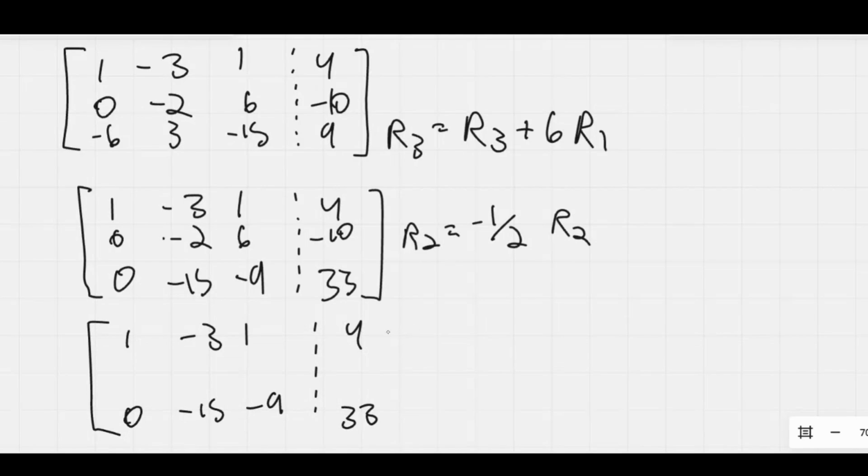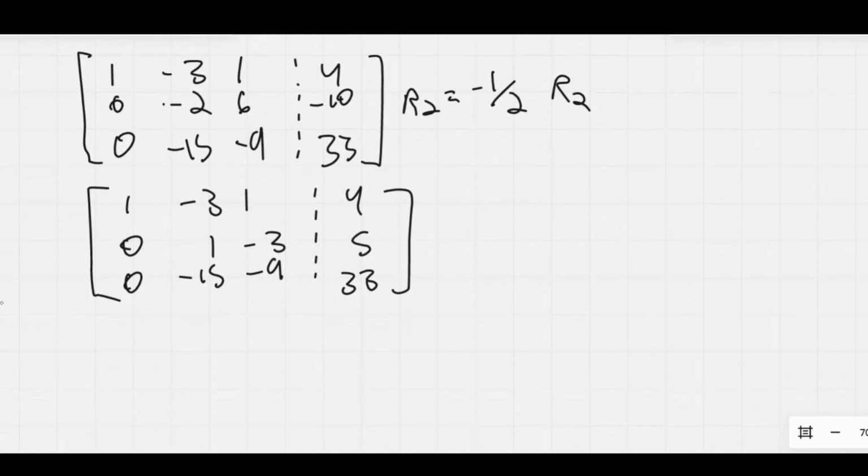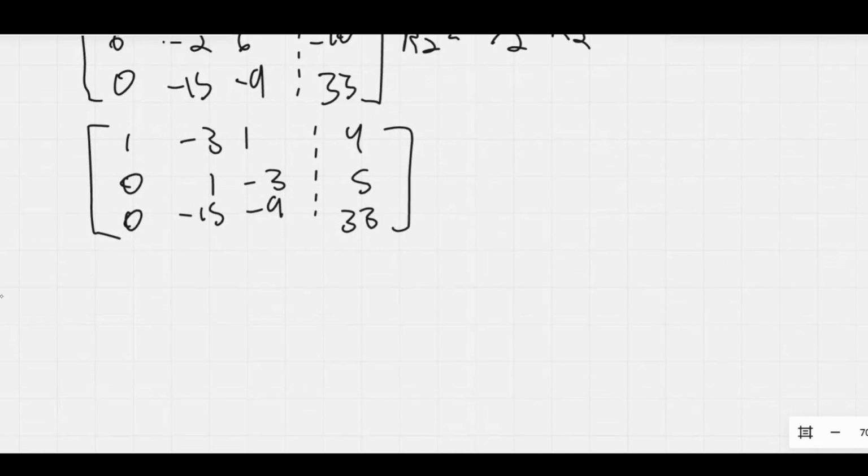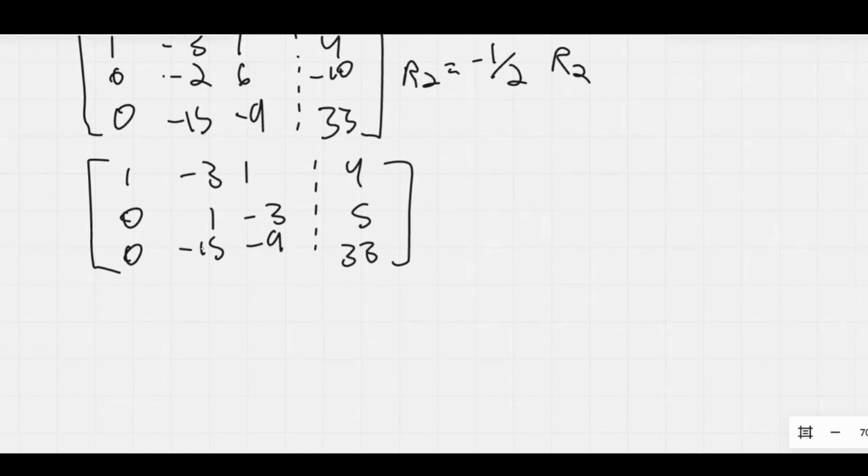And I'm going to rewrite that over here. But row 2 is going to be 0, and then we also have 1, negative 3, and we have 5. All right, and that makes it much easier for us to change the coefficient for the y in row 3, which is negative 15 right now. We want to change that to 0. What are we going to do there?